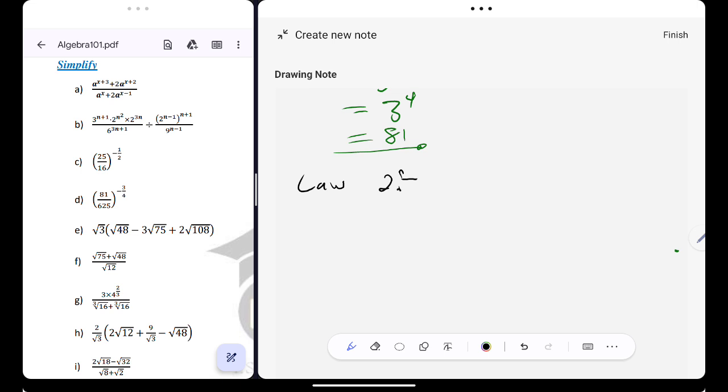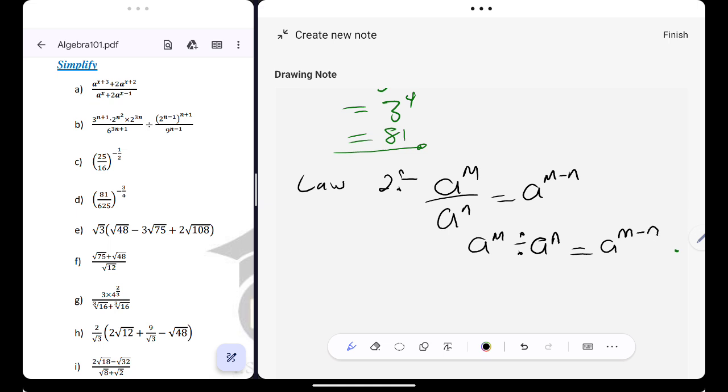Law number 2 states that if ever you are dividing bases that are the same, just take one of the bases, then you subtract the exponents. The first one minus the second one. In this case, it will be the numerator over the denominator. Sometimes you can be given something like this: a to the power m divided by a to the n. That's why I said it's going to be the first exponent minus the second one.